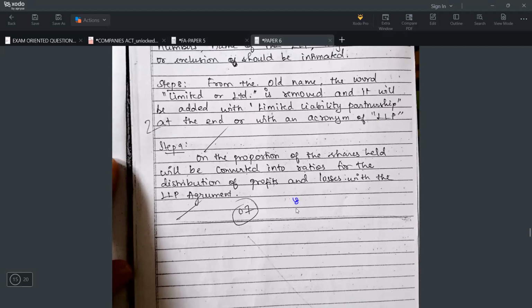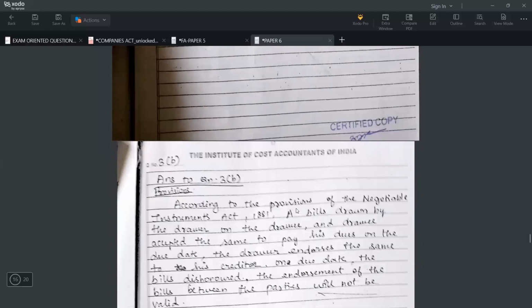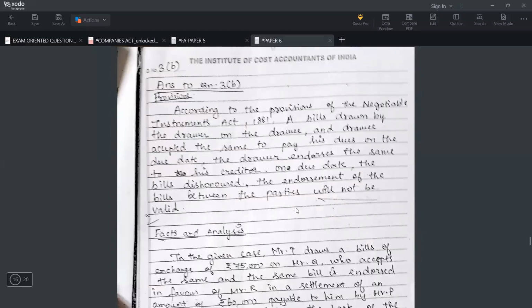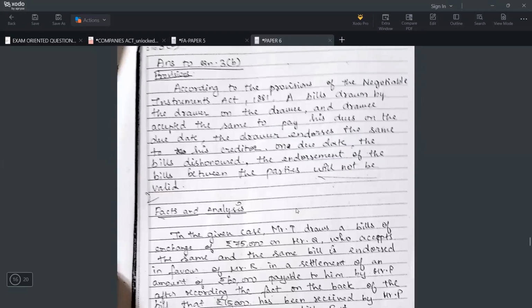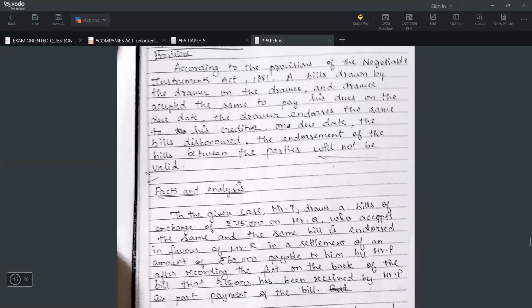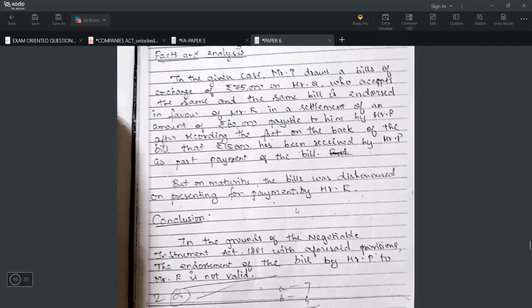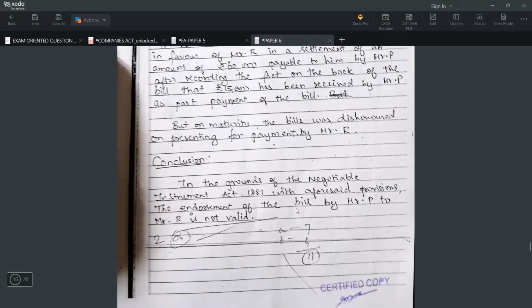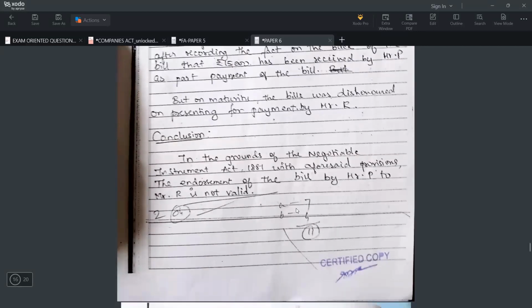This question is for 8 marks, I think. If I don't remember properly, they gave 7 marks. It is completely good. Okay. Then question 3B is regarding the bills of exchange. What is the provision I want to know? I write it as the provision, again the facts and analysis of the case, and the conclusion of this part. Again this question is for 7 marks, I think.